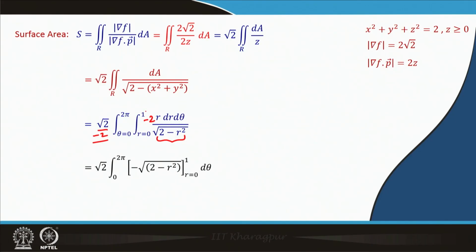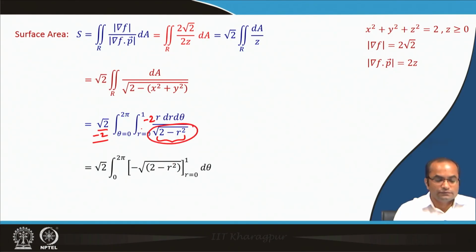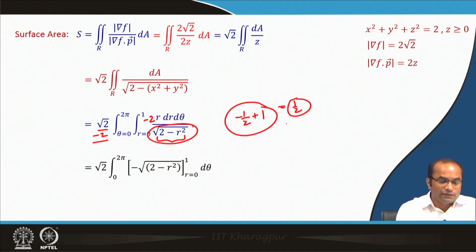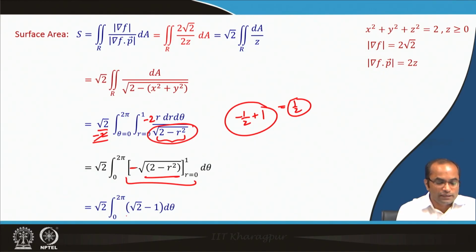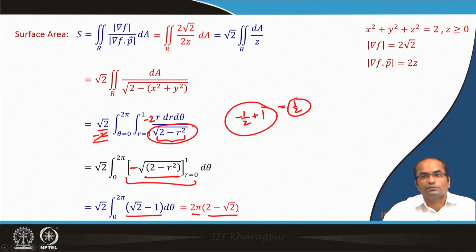So, the integral is sitting there, and then we can integrate this. We have power minus 1 by 2, and that will be added with 1, so it will be 1 by 2 there, and then we will divide by 1 by 2. So, this will be settled here. We have a minus sign, and then square root of 2 minus r squared, r from 0 to 1. Over 0 to 2 pi, this is just a constant of course. So, we have 2 pi times 2 minus square root 2.